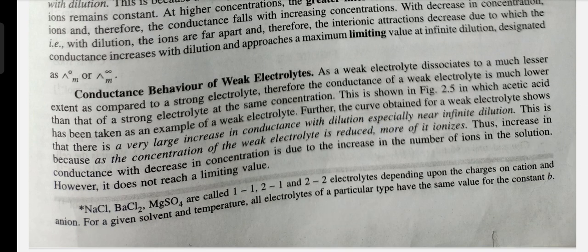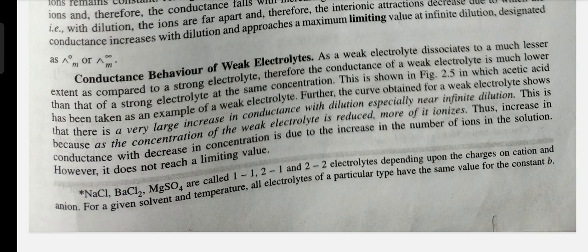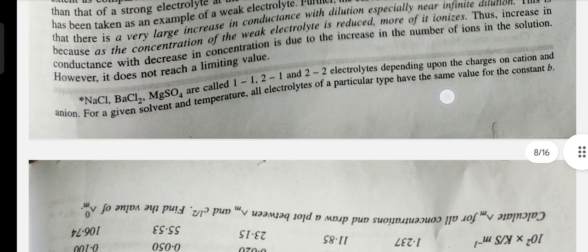Conductance behavior of weak electrolyte. As a weak electrolyte dissociates to a much lesser extent compared to a strong electrolyte, the conductance of a weak electrolyte is much lower than that of a strong electrolyte at the same concentration. This is shown, in which acetic acid has been taken as an example of weak electrolyte. Further, the curve obtained for a weak electrolyte shows a very large increase in conductance with dilution, especially near infinite dilution. This is because as the concentration of the weak electrolyte is reduced, more of it ionizes. Thus, the increase in conductance with decrease in concentration is due to the increase in the number of ions in the solution. However, it does not reach a limiting value.